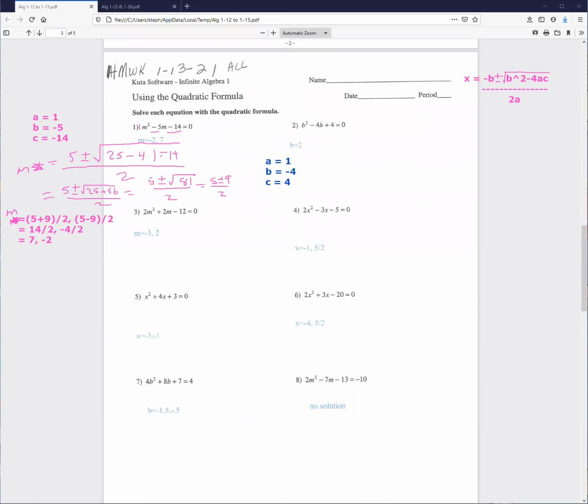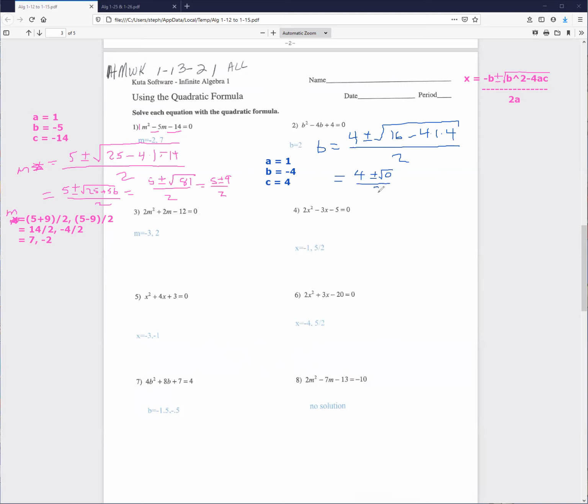But in this particular other question here, number 2, we're going to say then that the variable m is equal to negative our coefficient b, so negative negative 4, or 4, plus or minus the square root of b squared minus 4 times 1 times 4 over 2a. Now, maybe you can see ahead, but 4 times 1 times 4 is 16, and 16 minus 16, this square root here is 0. 4 plus or minus the square root of 0 over 2.